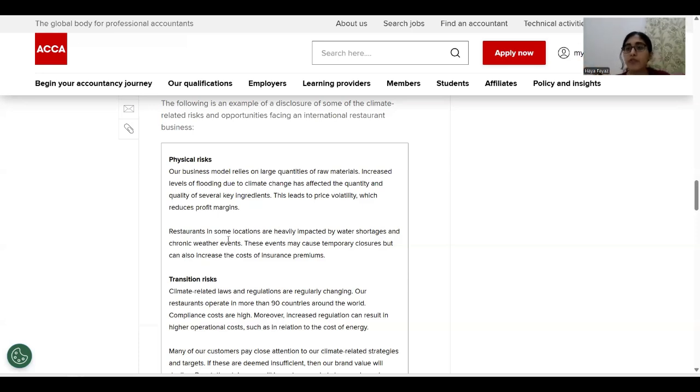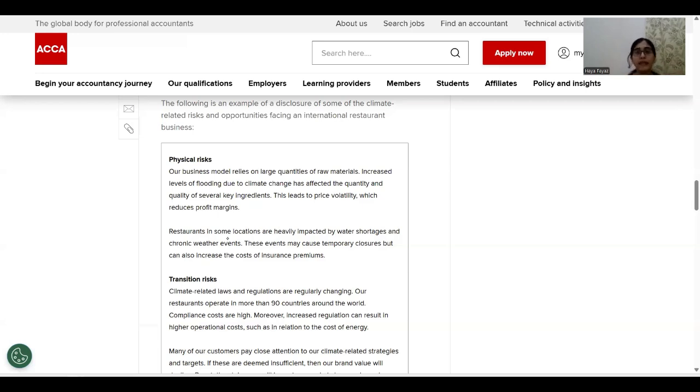And here is the example of a physical risk. Restaurants are heavily impacted by water shortages. So this is also saying what is going to happen possibly, what will be the possible impact in the future. It's a good thing, you're going one step ahead. You're also writing insurance premiums are also likely to increase. This is what is happening to all in the sector.